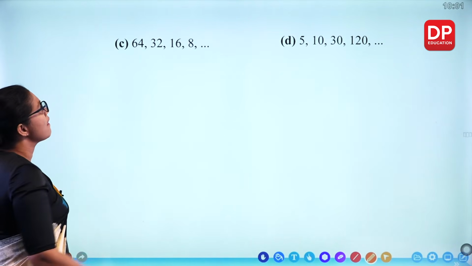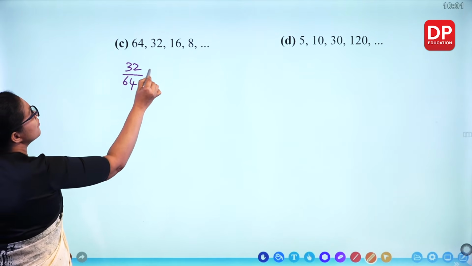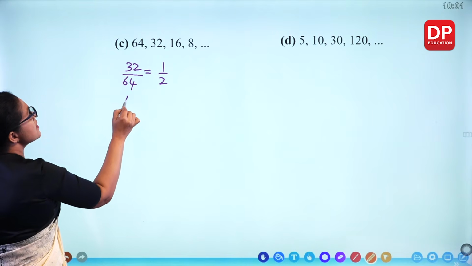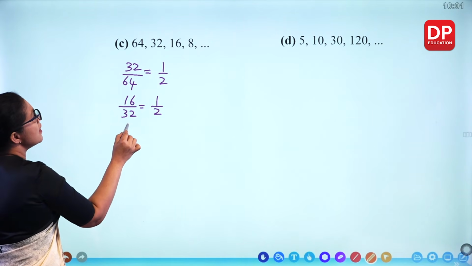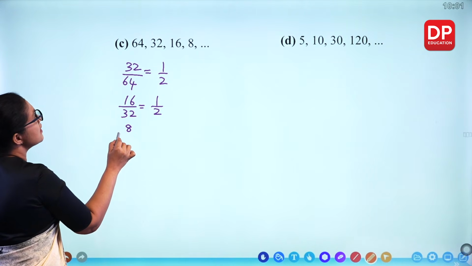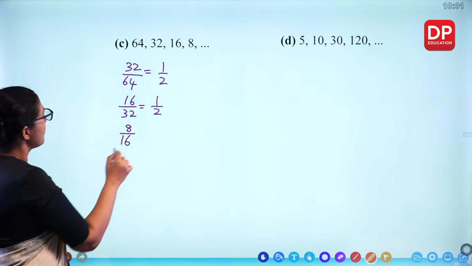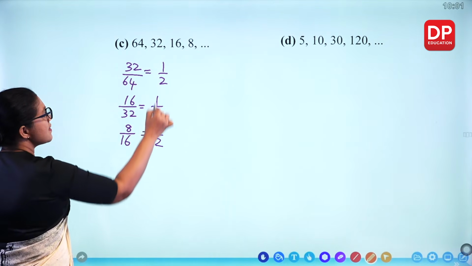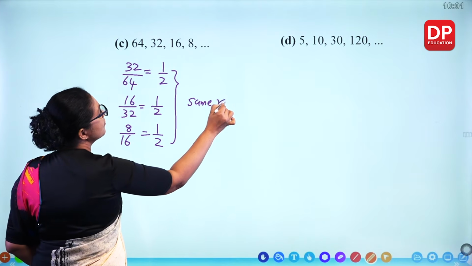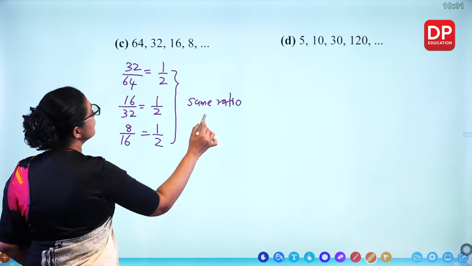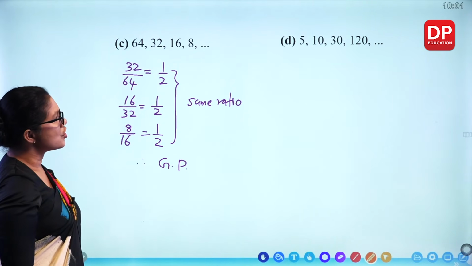This one, start from any term. 32 divided by 64, you get half. 16 divided by 32, again half. 8 divided by 16, you get the same ratio. Therefore, it's a geometric progression.